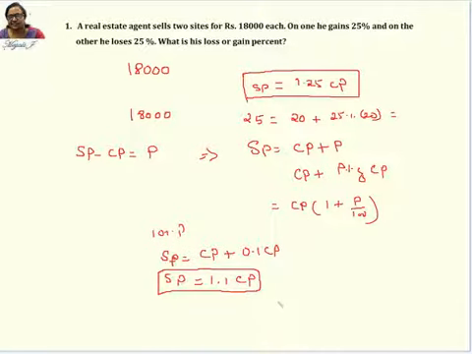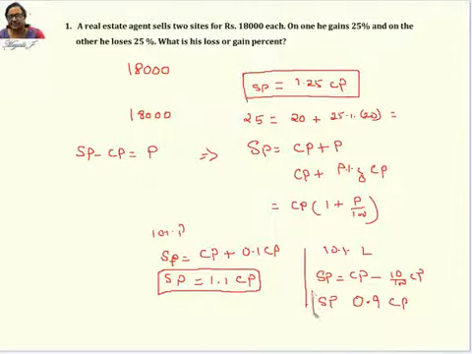If it is a loss, in the second problem we said, the loss was how much? 10%. So when we say 10% loss, then selling price is equal to 1 minus, that is cost price minus the 10% of cost price, or when you calculate, this is nothing but 0.9 CP. Selling price is nothing but 0.9 CP. Is that clear? Any doubt in this?